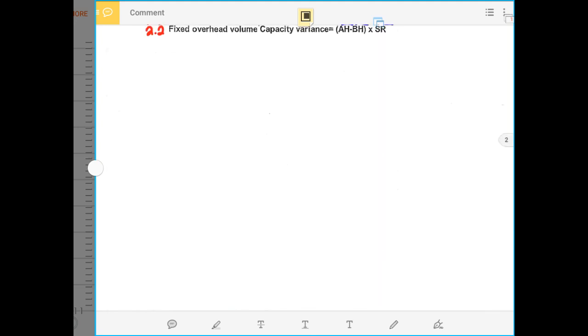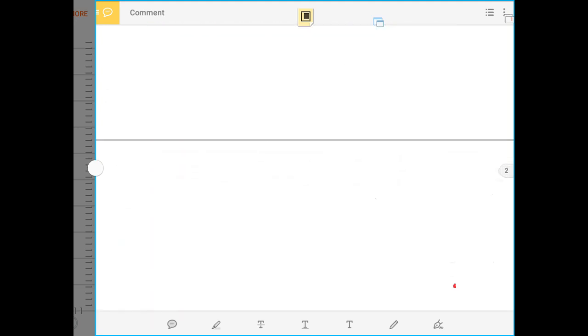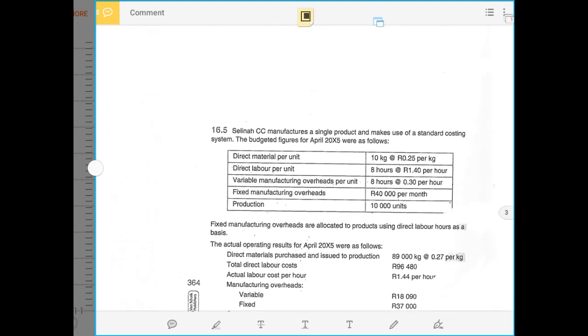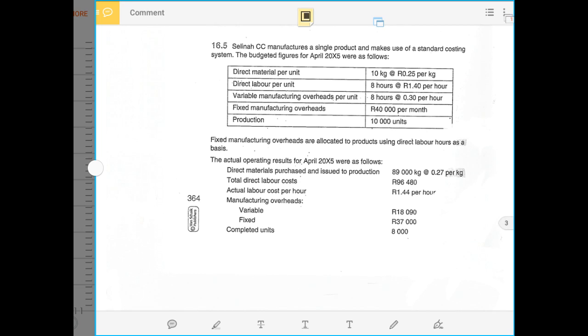And now from here we can do the exercise in the prescribed textbook, and the exercise that I will be doing will be question 16.5, a very important question that brings our attention to the variance that I have just highlighted above. So now I will sometimes do a cross-reference just to remind you where the formulas are coming from, and how and why we do other calculations.